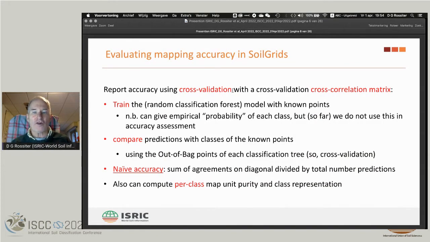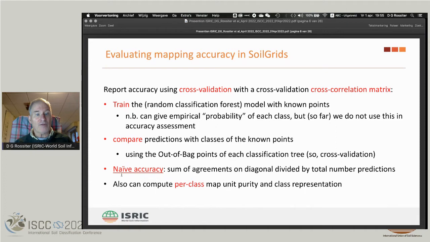What we do is we have this cross-correlation matrix, which is based on cross-validation. We have a random forest classification with the known points, and then we compare the predictions with the known points. The reason I call this cross-validation is that we use out-of-bag points, so we only use those in the random forest. The very nice thing about it is that in every tree, there are points that are not used. So when you only use those, you get a fairly good cross-validation. It's not exactly the same as data splitting, but the same idea.